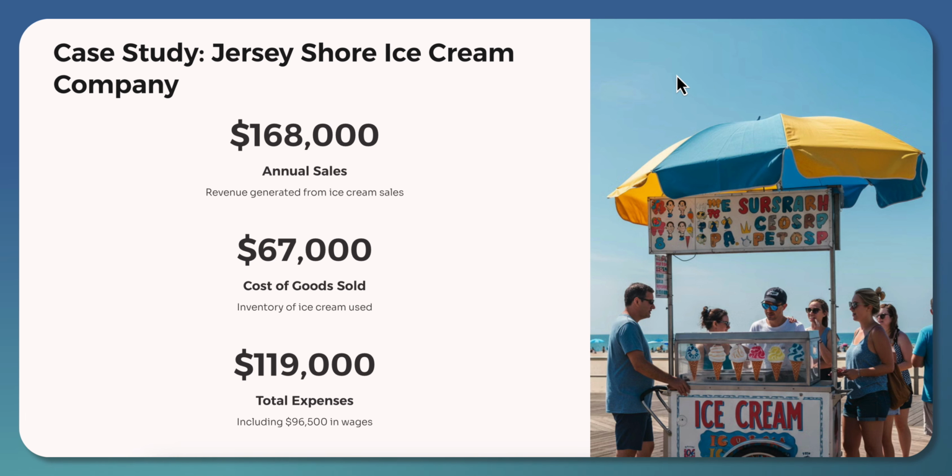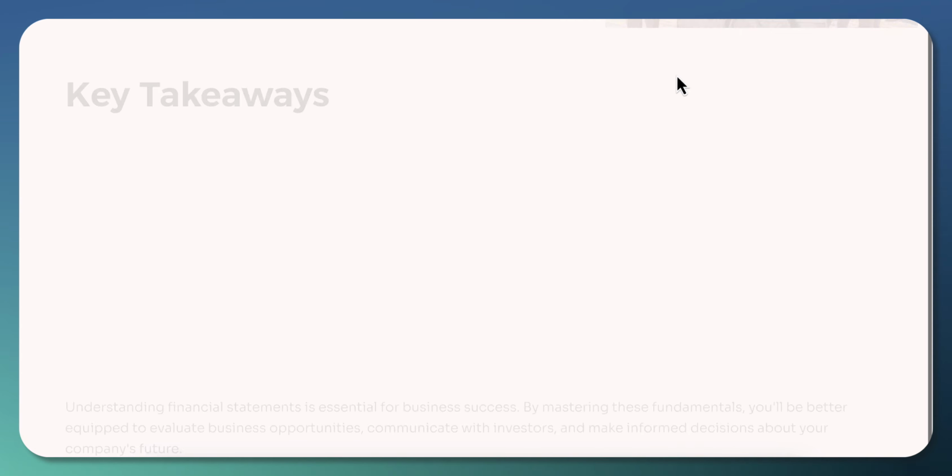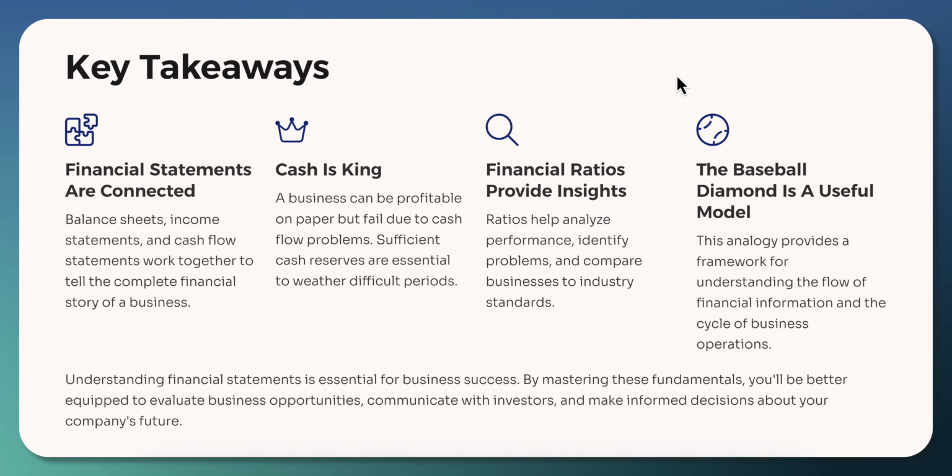So again, looking at the Jersey Shore ice cream, you can make annual sales of $168,000. But again, what is the cost of goods sold and all the expenses that you have, including the wages? At the end of the day, you can have $168,000 in annual sales, but after all of your expenses, minus $119,000, again, how much profit margin are you making? So you have to think about those things.